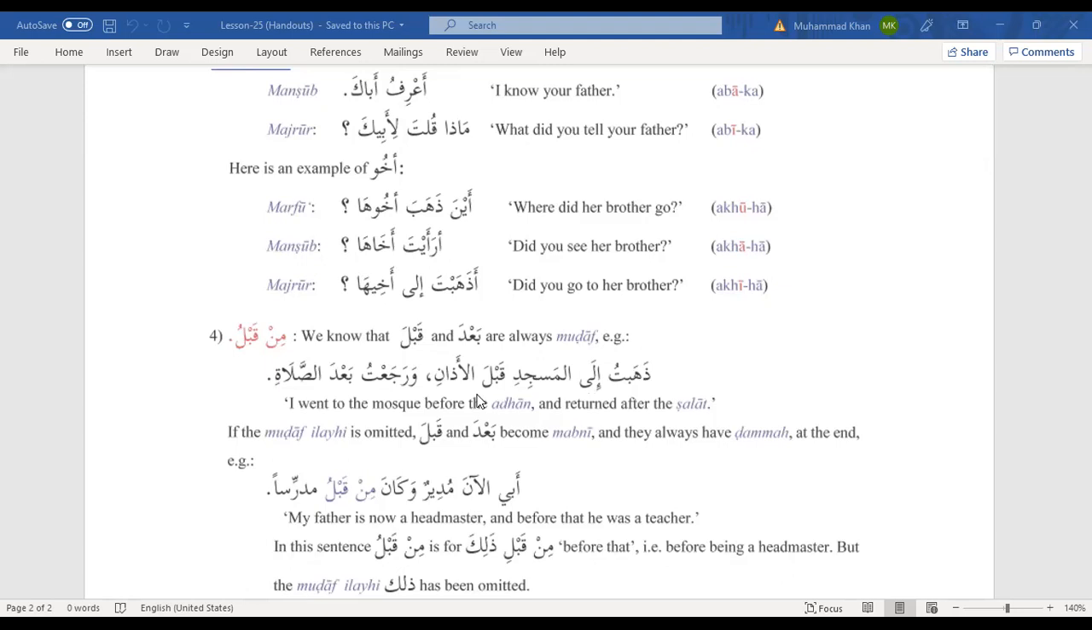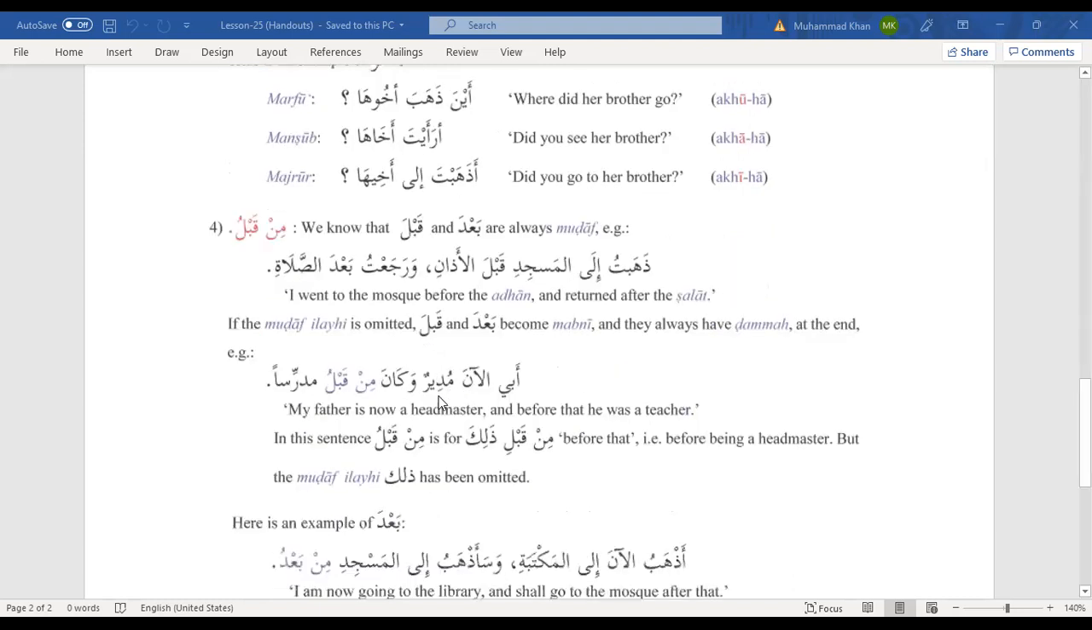So dhahabtu ila al-masjidi qabla al-adhani, I went to the mosque before the adhan, wa raja'tu ba'da as-salati, and I returned after the prayer. So here it is used as dharf because it has fatha, and that's why it functions as mudaf, and the noun that comes after it will be mudaf ilayh. However, if there is no mudaf ilayh after that, then it will be mabni ala dhamma.